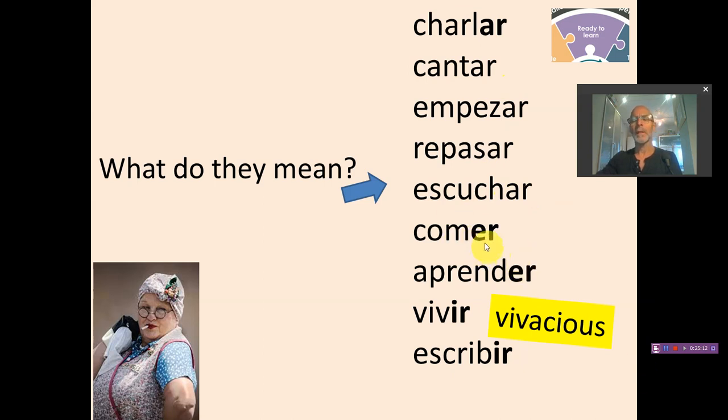You've got the ER verbs like comer and aprender. You can see why they're called ER verbs, because in the infinitive they have an ER on the end. And IR verbs like vivir and escribir, IR. So three categories of verbs.